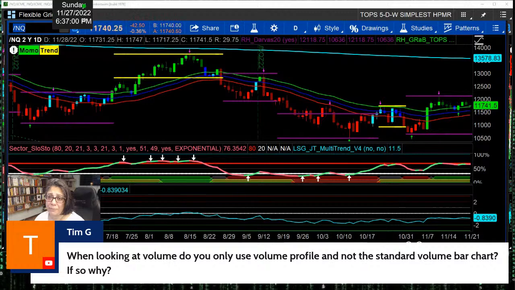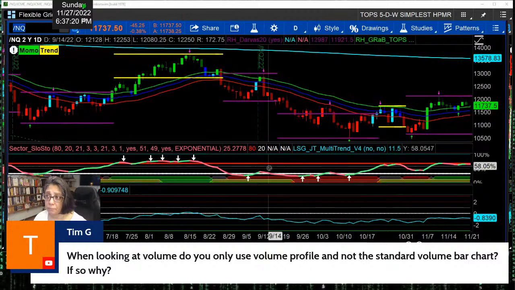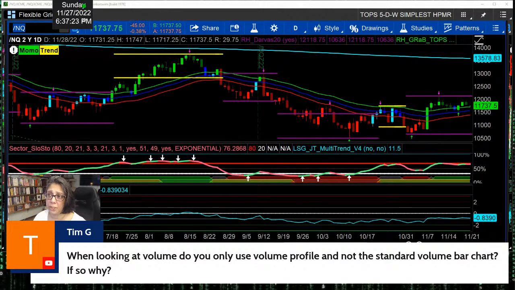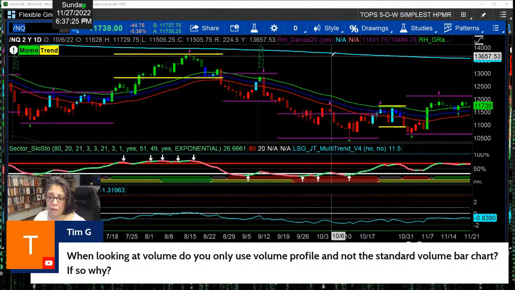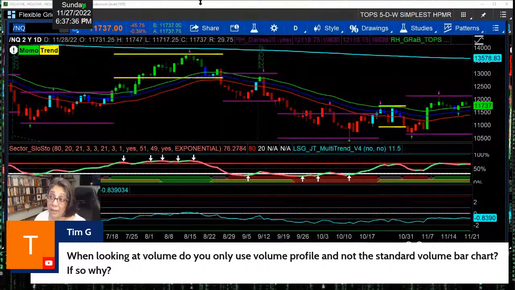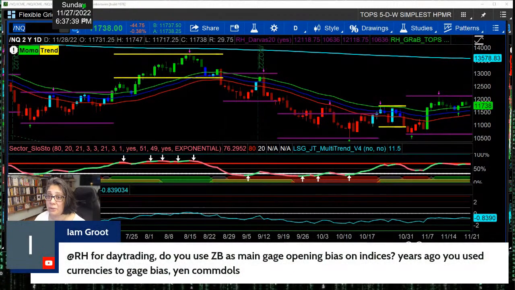First up, Tim, how are you? When looking at volume, do I only use volume profile and not the standard volume bar chart? If so, why? When you say standard volume bar chart, you mean the histogram, I'm presuming? Yes, to the first question. Because I really don't care if there was more volume on a Tuesday. I really don't care if there's more volume at 2 p.m. What I care about is what price the volume is at. And that's why I prefer volume profile. So thanks for the question, Tim.